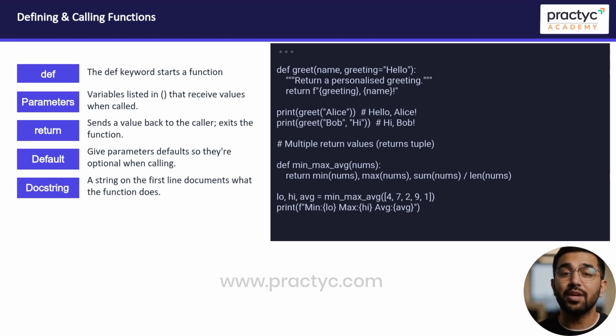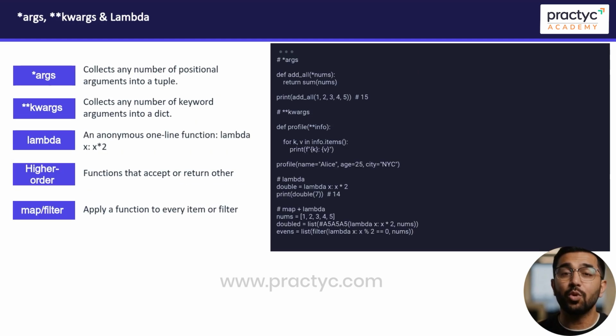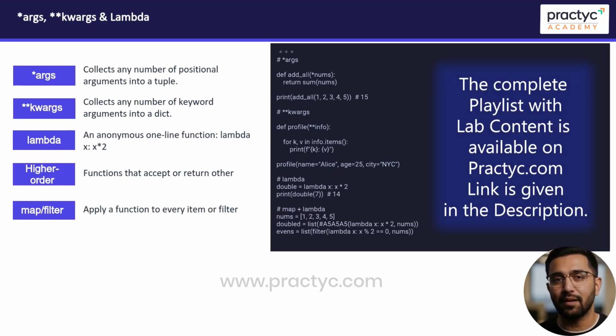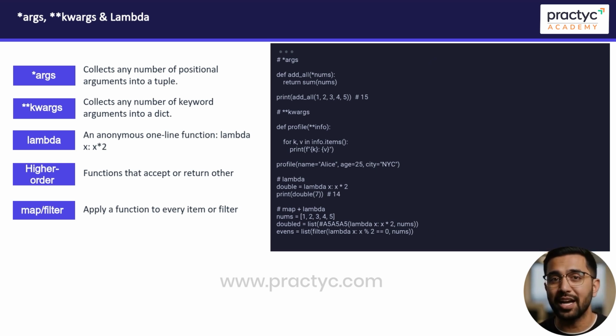Functions can return multiple values as a tuple, like in min_max_avg, which returns minimum, maximum, and average. Explore *args for collecting positional arguments into a tuple, and **kwargs for collecting keyword arguments into a dictionary. Use lambda for concise anonymous functions. Higher order functions like map and filter apply or filter functions over collections.